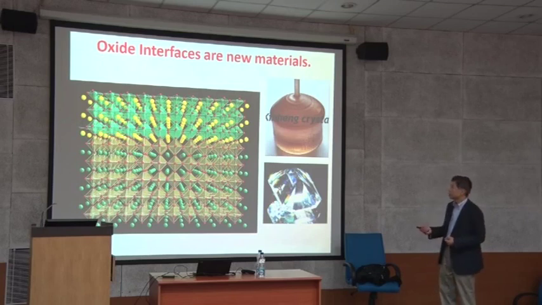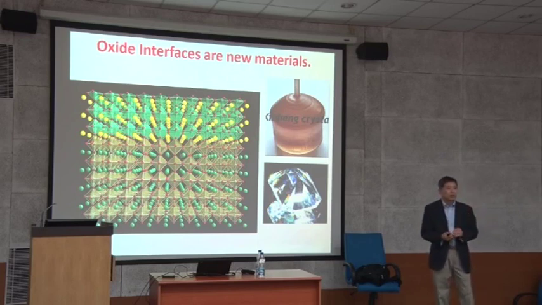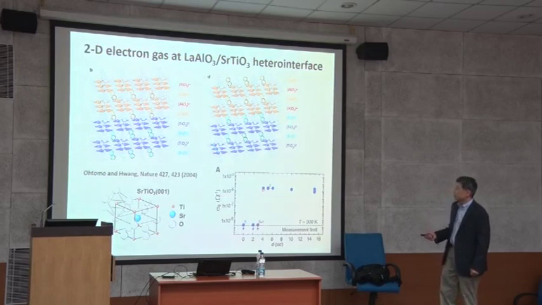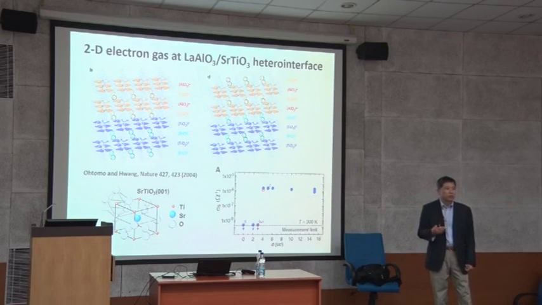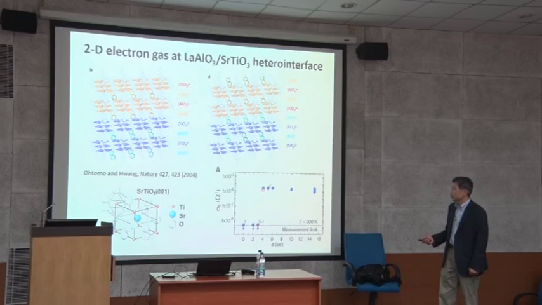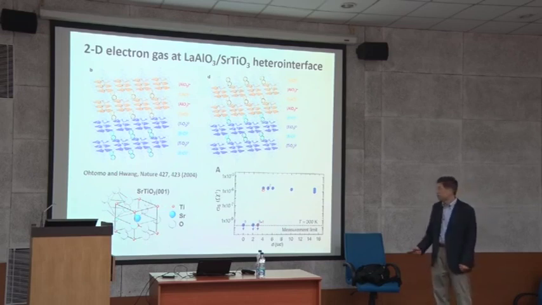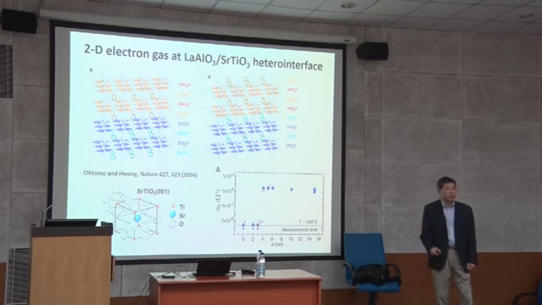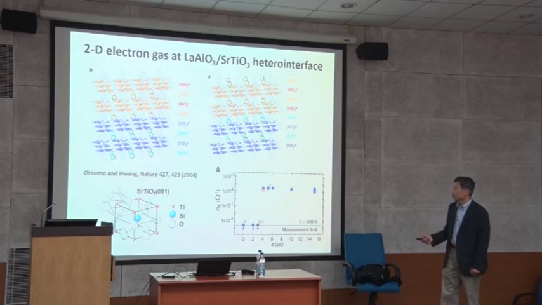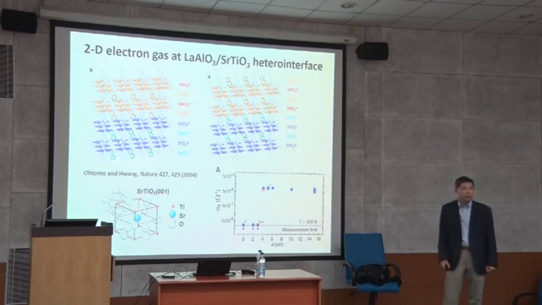But when you create an interface between those two band insulators, some striking phenomena happen at the interface. One of the interesting original observations was, as I said in the beginning of my first lecture, for the perovskite structure, ABO3, on the 100 plane you can have two different types of surface. The first is the TiO2 surface, and the other is the strontium oxide surface. In TiO2, Ti has valence state plus 4, and oxygen minus 2, so one Ti and two oxygen is electrically charge neutral. And strontium is plus 2 and oxygen minus 2, so SrO is also charge neutral.